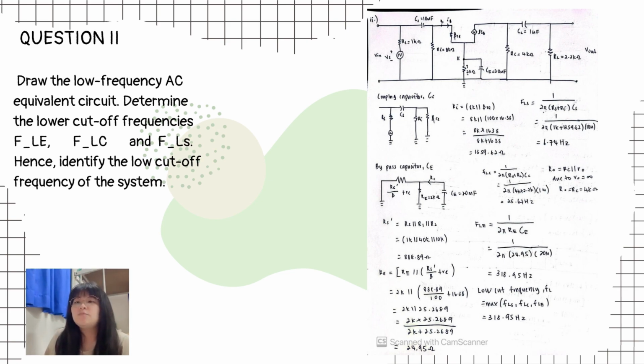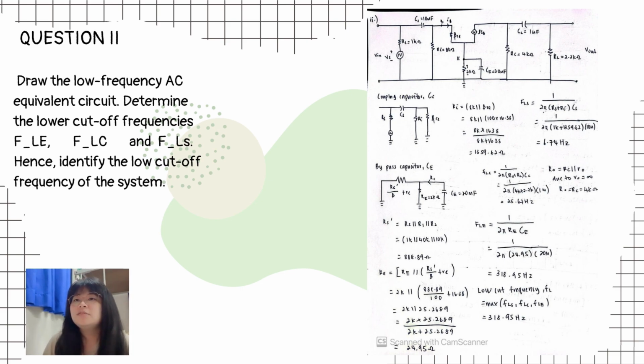After that we need to find the value of RE, which is RE parallel to RS inverse over beta plus RE. Then we can get the value of RE is 24.95 ohms. After that we need to find the value of FLC, using the formula 1 over 2 pi R naught plus RL times CC, where RO is equal to RC parallel to the R naught. Since the R naught is infinity, the RO value is equal to the RC value, which is 4 kilo ohm. After that we can get the value of FLC is equal to 25.67 Hz.